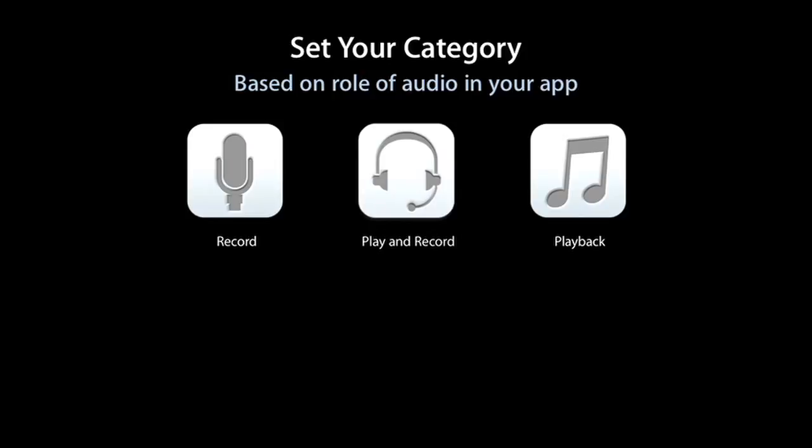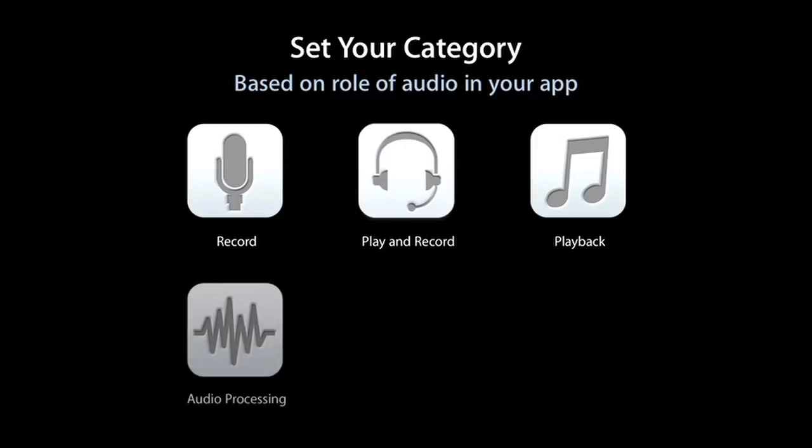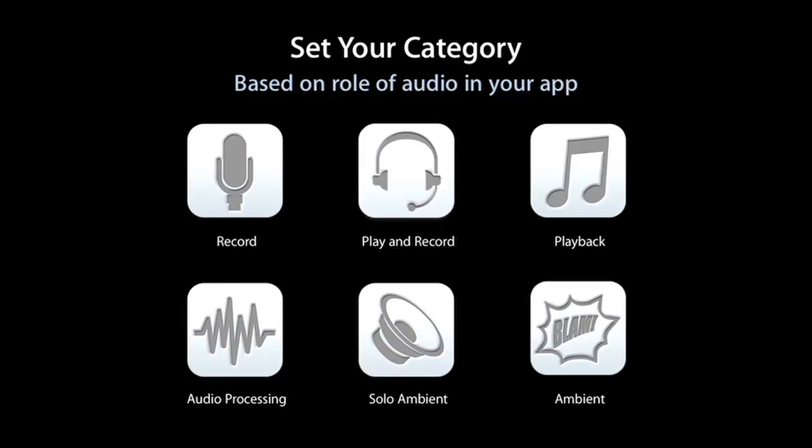If you happen to be doing something just with audio, some offline processing of audio, you'd use the audio processing category. And the last 2 categories, ambient and solo ambient, are mostly for games and productivity apps. Now, these are the only 2 categories, ambient and solo ambient, that honor the ring silent switch. And the reason they do so is that by using one of these categories, you're telling the system that audio is not that important to your app, and it's all right if it's silenced.